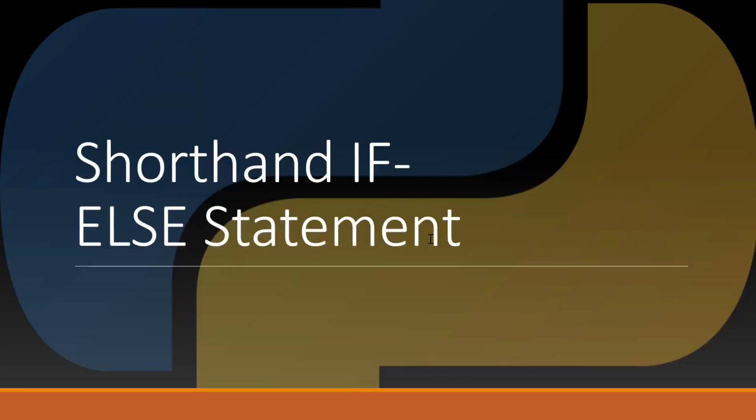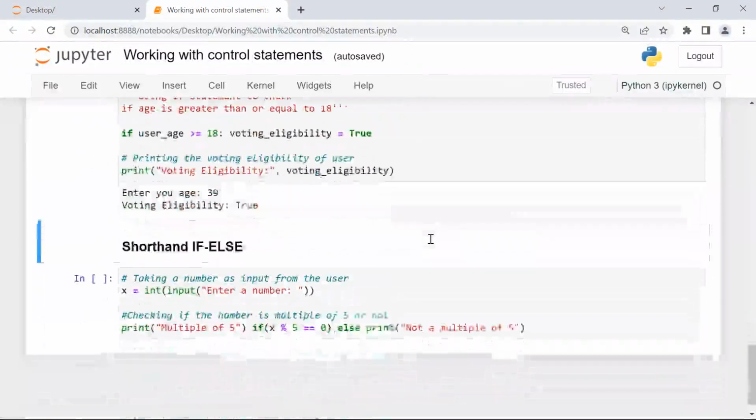Now, just like shorthand if, we can also use shorthand if else. If for both the if as well as the else block we have only one statement to execute, in that case we can use this shorthand if else statement. By using it, we will define the complete statement in only one line. So how can we do this? Let us discuss an example.